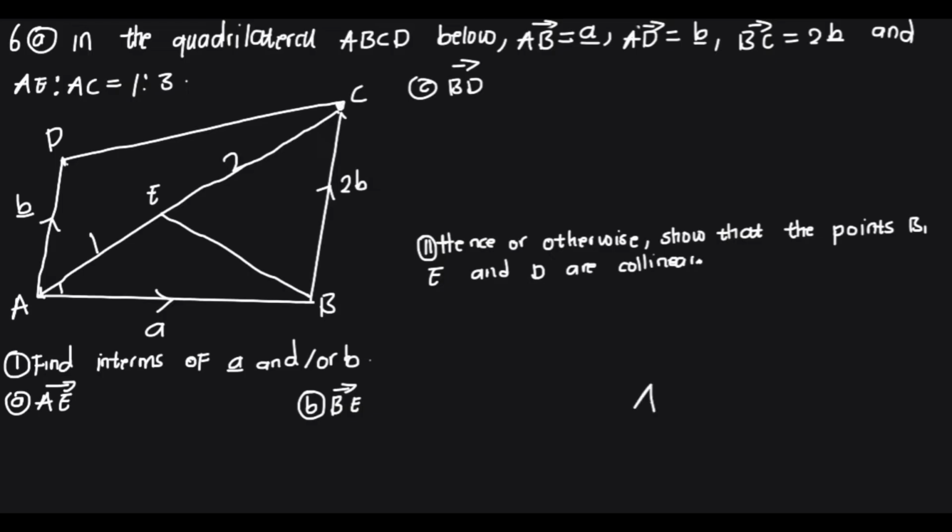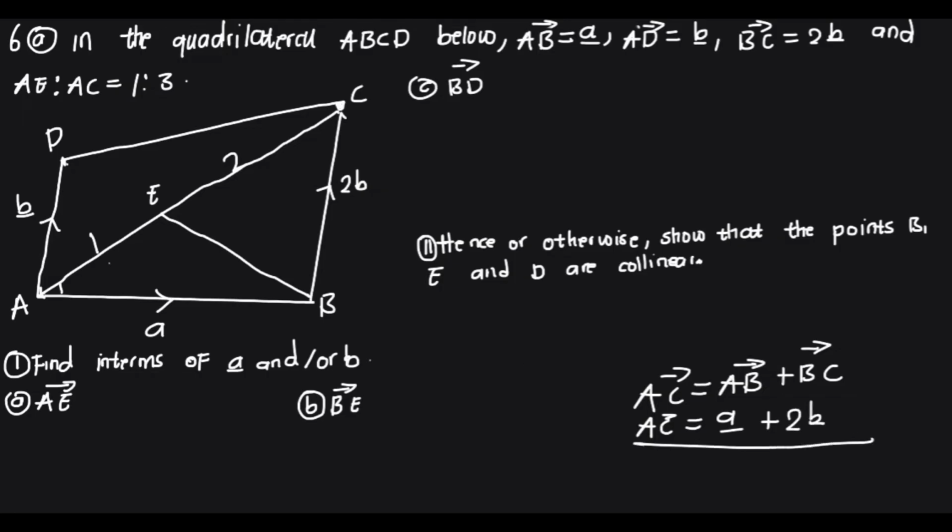To find AC, we are going to move from A to B, then from B to C. So vector AC is equal to vector AB plus vector BC. Then from there, vector AB, we can see we have vector a, so it's a plus. Then BC, we have this vector 2b. So this is the vector for AC. From A to C, we have this vector a plus 2b.